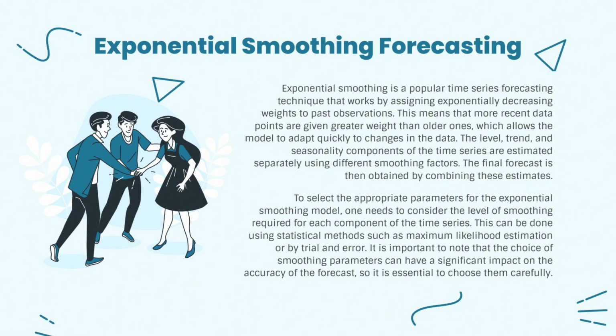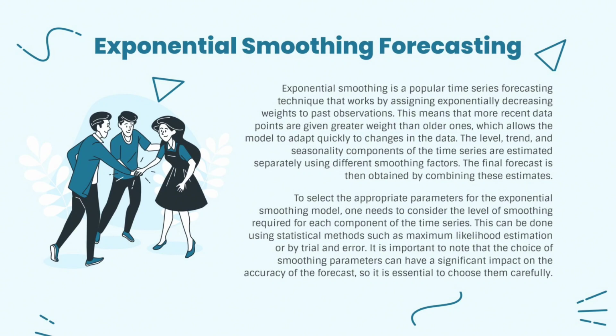The level, trend, and seasonality components of the time series are estimated separately using different smoothing factors. The final forecast is then obtained by combining these estimates. To select the appropriate parameters for the exponential smoothing model, one needs to consider the level of smoothing required for each component of the time series.